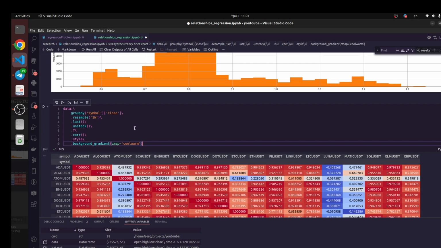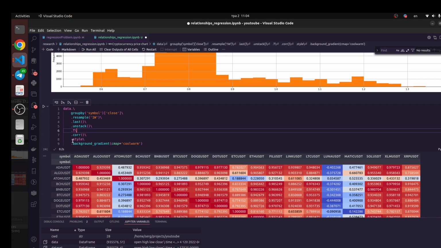It depends on your goal. Next, we need to take the last data: what data happens on the last 1 week end, for example. Next, we need to unstack this data because we have a different shape of this pandas data frame, and we do some reshape of this data and calculate correlation.